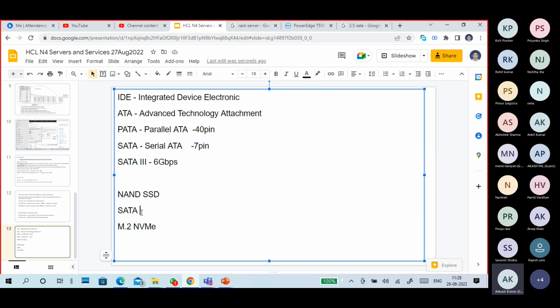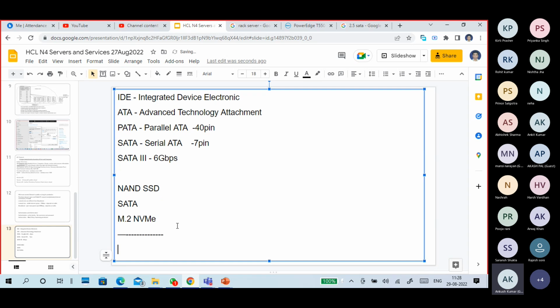This is faster than this. Right. These two are both DAS type technologies, meaning we attach them directly, connecting them internally to the system, whether it is a server, a normal desktop or a laptop. These hard disks are internal hard disks only.